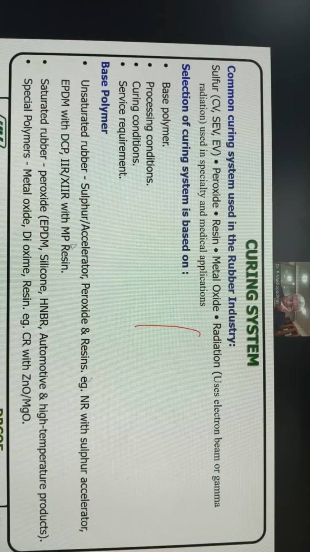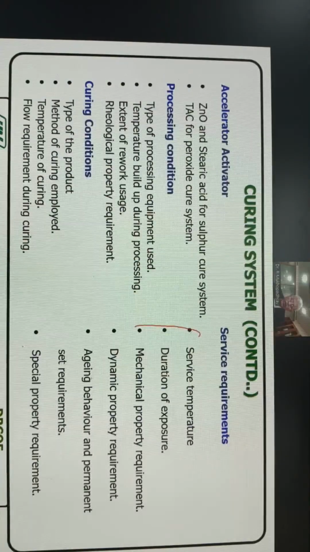If unsaturated rubber: sulfur accelerator, peroxide, resin. Natural rubber is sulfur accelerator, EPDM peroxide, and the butyl, halobutyl, resin. Saturated rubber, completely peroxide. Special polymers like chlorine or halogen containing material, their processing uses zinc oxide and magnesium oxide as the acid acceptor. So that means curing system, accelerator, activator: if it is a general purpose rubber, sulfur accelerator, then zinc oxide, stearic acid act as a curing system, or if it is a peroxide, then triallyl cyanurate or peroxide curing system.